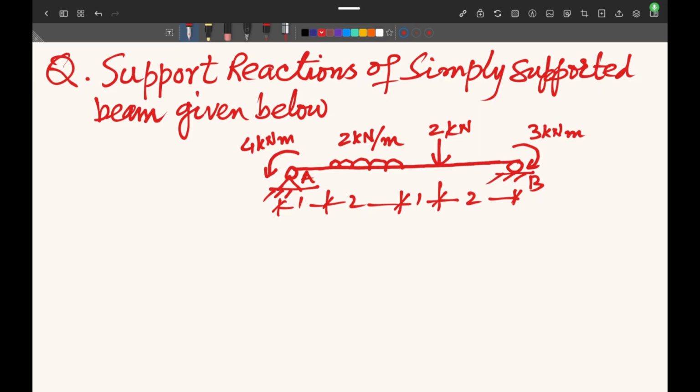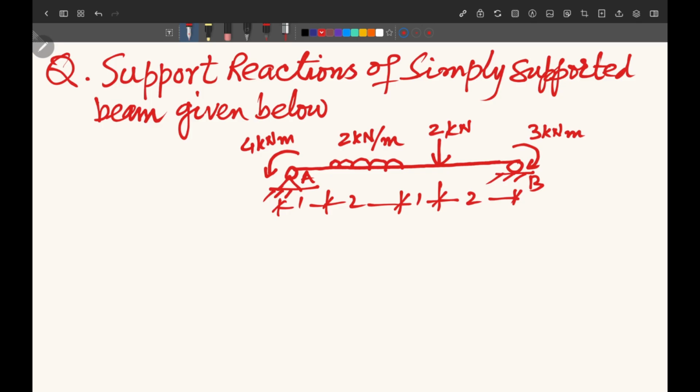In this question, we will calculate the support reactions of a simply supported beam, which is carrying moments at the supports. There is a UDL for 2 meter length and having the intensity of 2 kilonewton per meter, and there is a point load also.